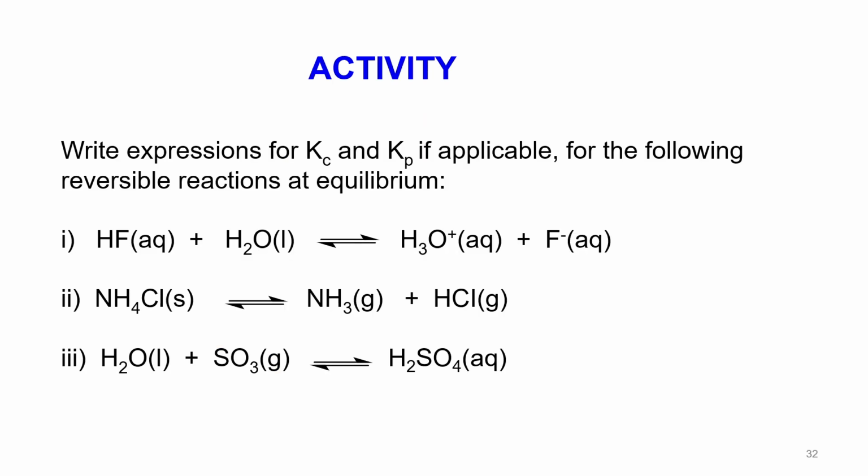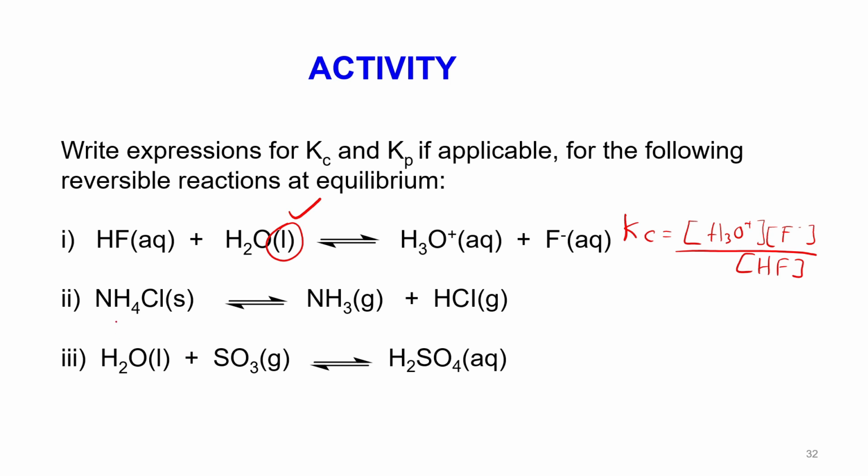Okay, so write the expression, Kc and Kp if applicable, for the following reversible reaction at equilibrium. So this one, kalau kita tengok di sini kita ada liquid, jadi kita boleh tulis untuk Kc saja. Jadi untuk Kc, concentration H3O plus darab concentration F minus over concentration HF. Kenapa kita tak ambil untuk water? Because water di sini phase dia adalah L, liquid.